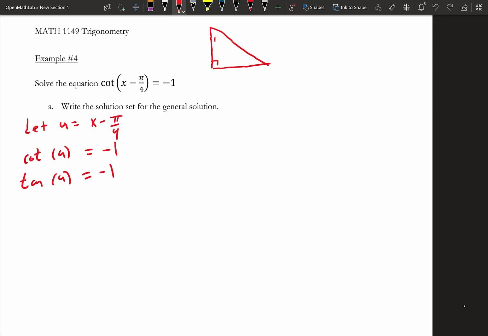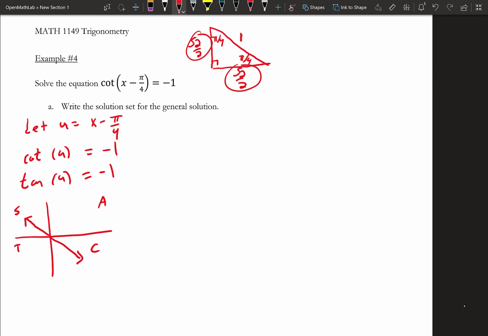So in other words, when you have a pi over 4, 45-45-90 degree triangle, this is 1, this is radical 2 over 2, and this is radical 2 over 2. So when I take this side divided by this side, that's how I get 1. So tangent is negative, right? All Students Take Calculus. So tangent is going to be negative in the second quadrant and the fourth quadrant. So the reference angle is pi over 4 for both of these.